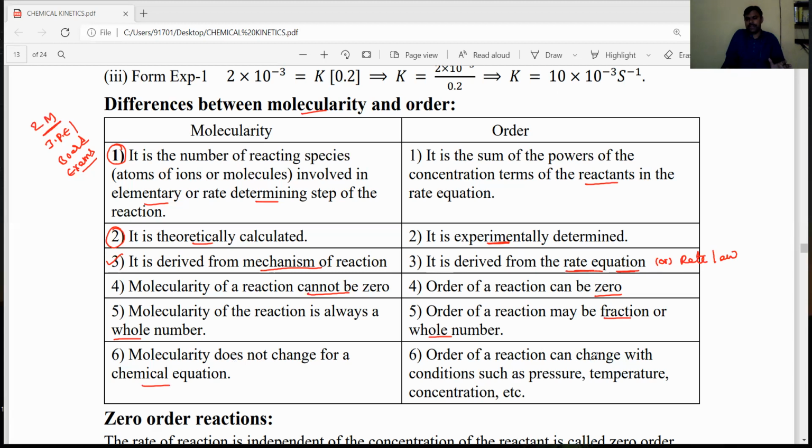Molecularity is fixed, but the order of the reaction can change with conditions. If the rate constant k changes, then the n value also changes. The order of the reaction depends on reaction conditions such as pressure, temperature and concentrations. But molecularity does not change. Molecularity is always determined by the rate determining step or an elementary step only. Molecularity is never greater than 3, but order may be more than 3. Okay, these are the important differences between molecularity and order.